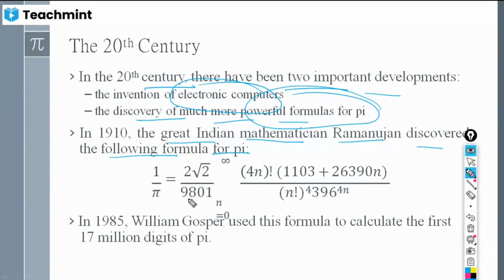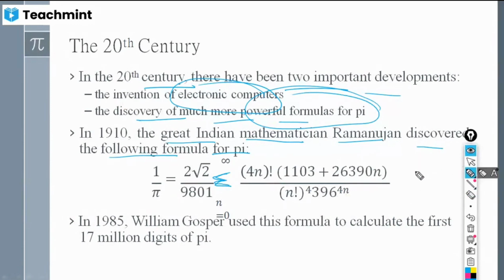divided by 9801, and the summation symbol should be there. It starts from 0 to infinity. You can take the value of n from 0 to infinity, that is, into (4n)! into the bracket of 1103 plus 26,390 n, divided by (n!)^4 into 396 raised to 4n.